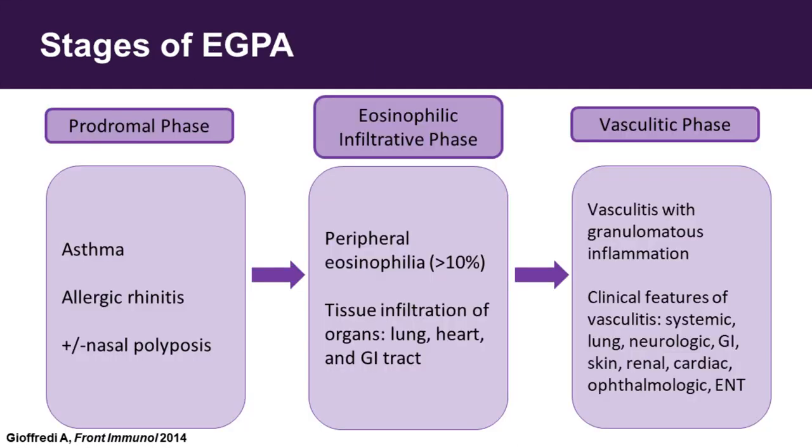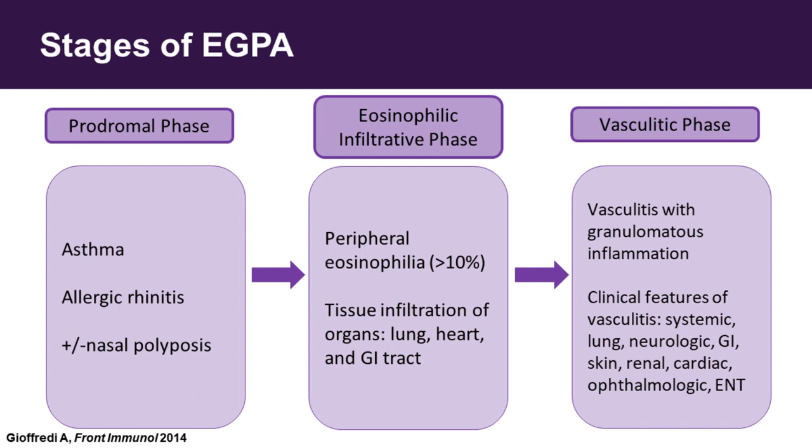So what are the stages? The first stage is a prodromal phase. You've got asthma, which is present in about 97% of patients. You've got allergic rhinitis and nasal polyposis. Those are your prodrome phases. This can precede the development of vasculitic symptoms by 10 years, or it can happen at the same time. So there's a real variability in terms of how someone's presenting to you. It would be great if we could find ways to catch people right at that phase to prevent the arrows from moving down the path.